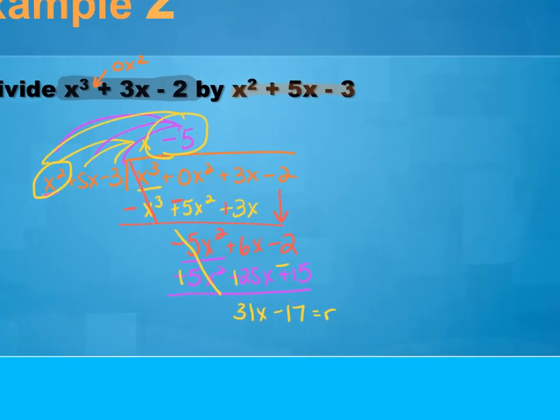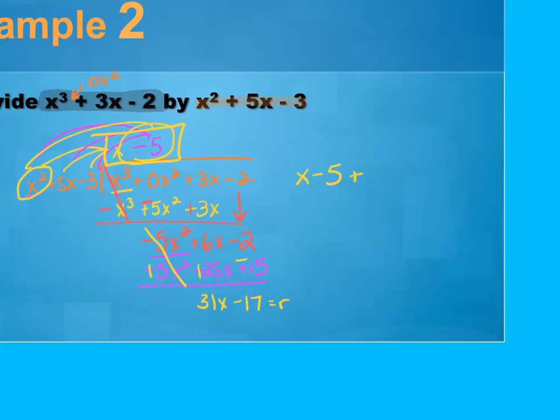So now my quotient is what's up here, x minus 5. My remainder, so this is a plus, is 31x minus 17 goes over x squared plus 5x minus 3. Questions on that one?